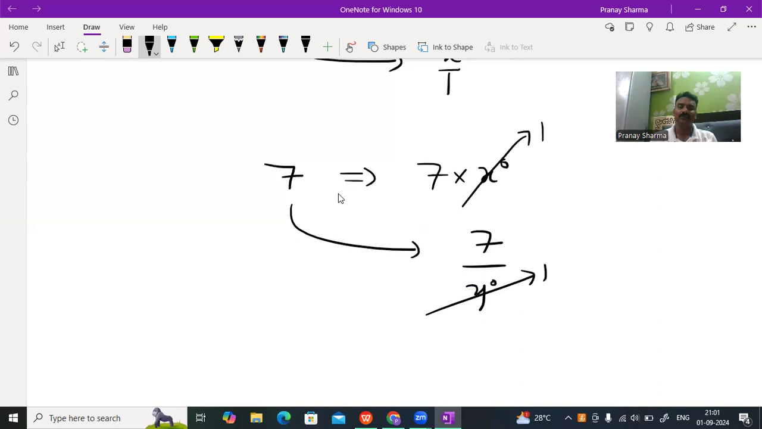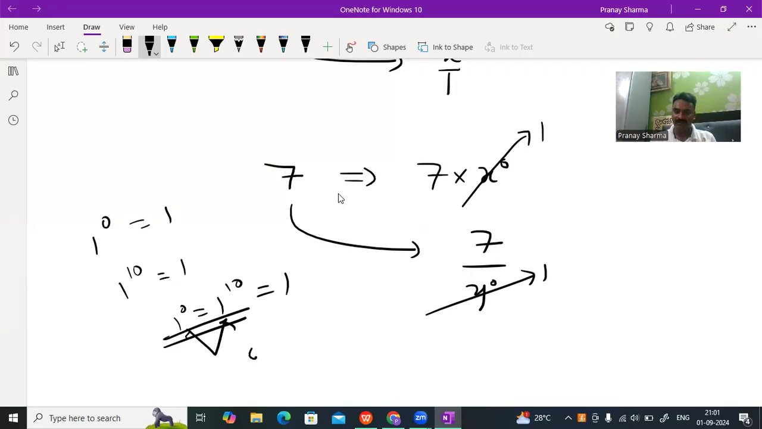And suppose 1 to the power 0 is what? It is 1. 1 to the power 10 is also 1. Then we say that 1 to the power 0 and 1 to the power 10 are equal because they both give us the same result. If we have the same bases, then the powers are to be equated. So can we say 0 equals 10? Is this the correct way in which we can express this?